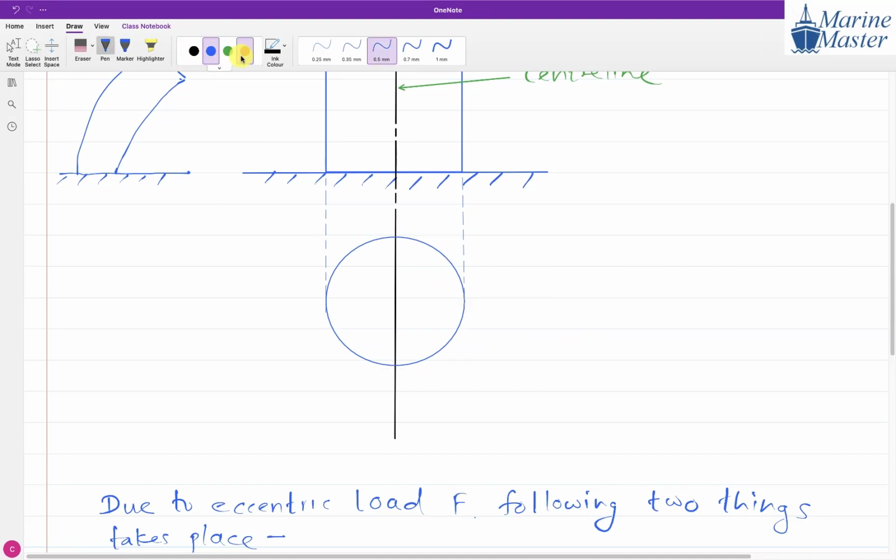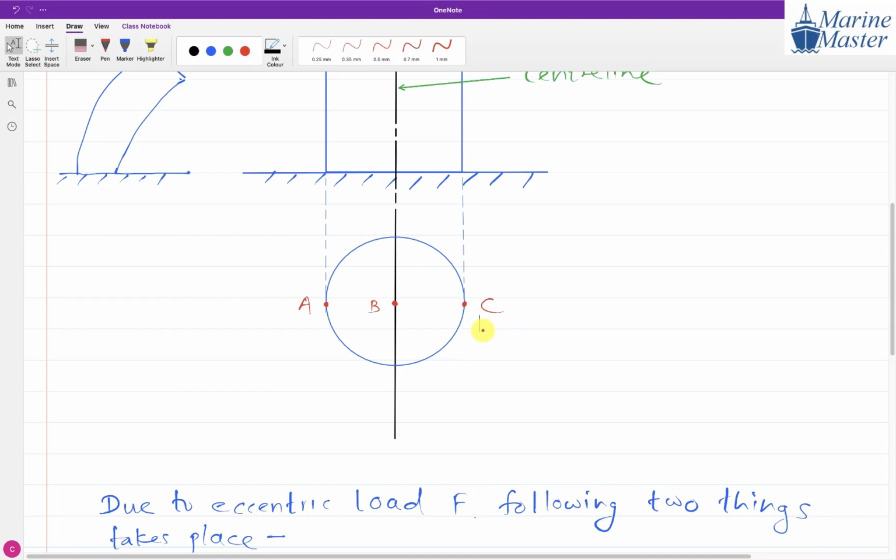Here we will consider 3 points. Suppose point A here, just imagine that. Then we will have the center point, point B, and then point C. So 3 points are there: point A, point B, point C.